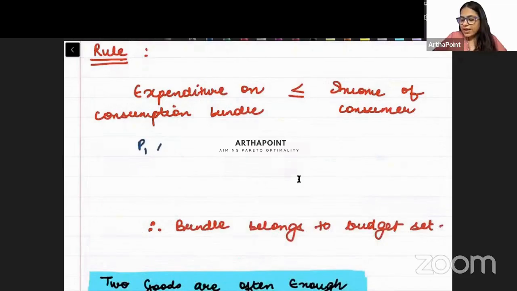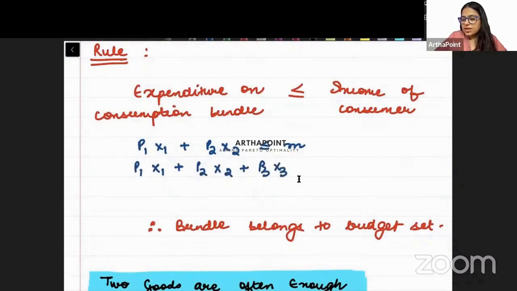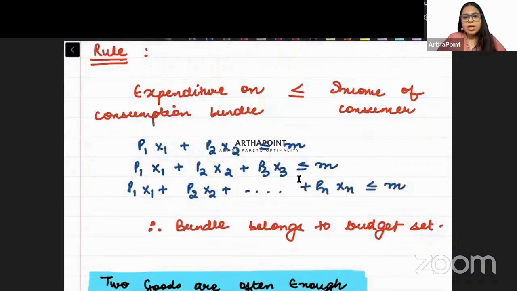So whether I talk about two goods or many goods, how does this matter? If there are two goods, I can write P1 x1 plus P2 x2 less than equal to income. If there are three goods, I can write P1 x1 plus P2 x2 plus P3 x3 less than equal to income. If there are n goods, तो कोई दिक्कत नहीं है. We can write P1 x1 plus P2 x2 and so on plus Pn xn less than equal to income. I can simply extend this model to multiple goods. Why are we dealing with two goods? Because this is a simplified model to work with.